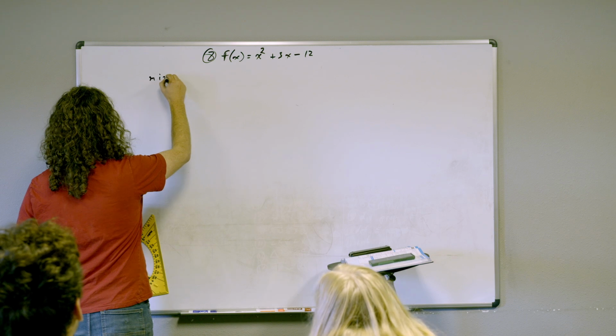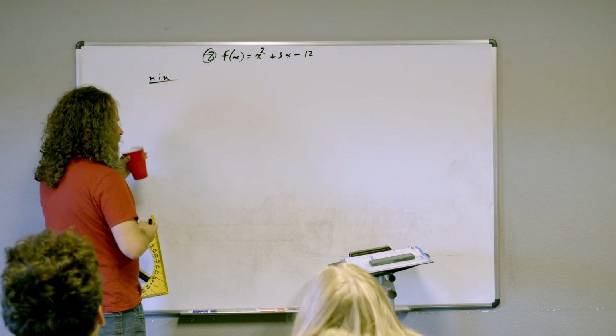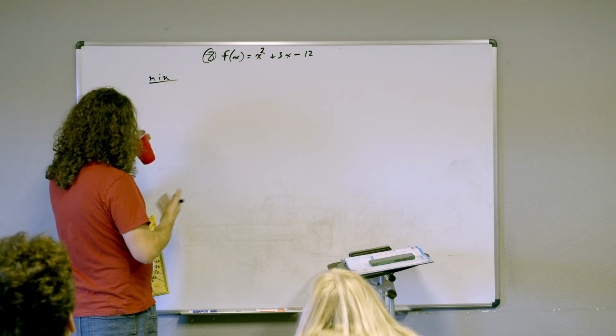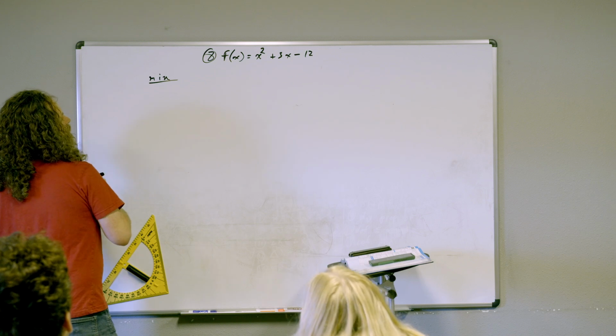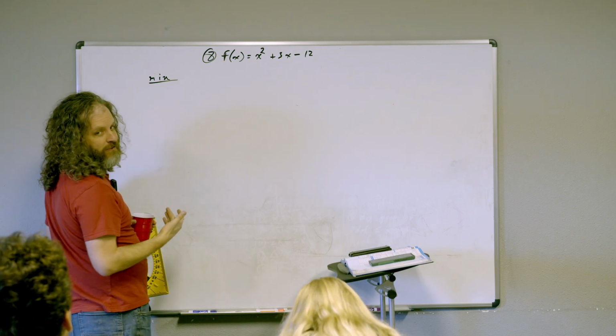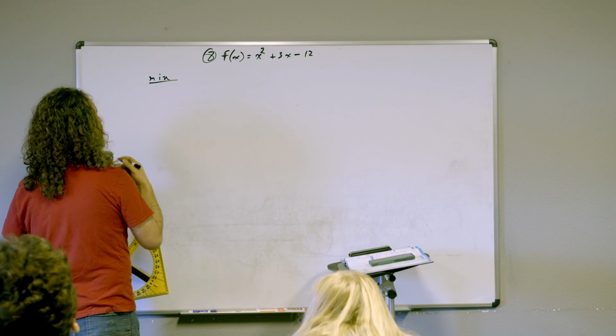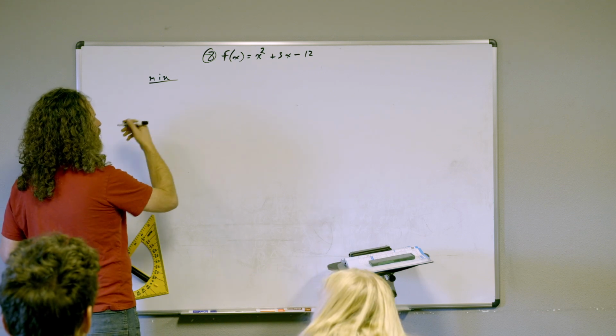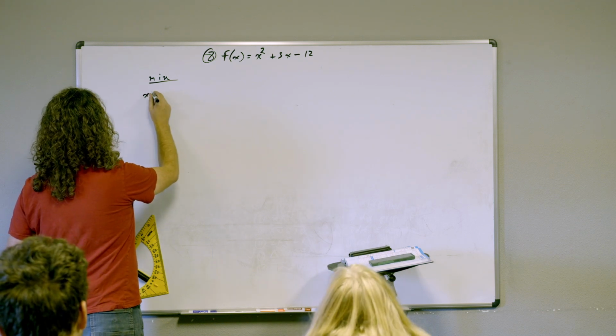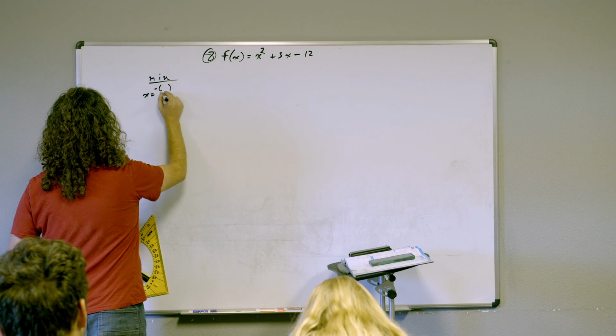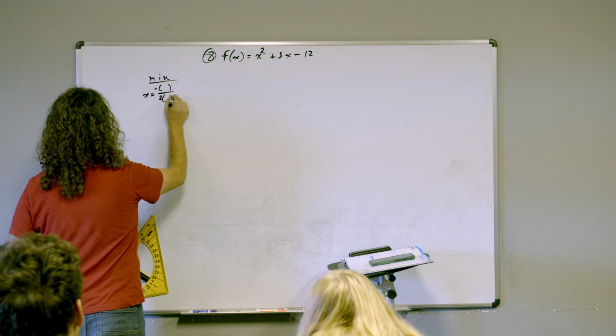Now how do I figure out where the minimum is? Find the vertex. Ultimately I find the y part of the vertex, right? Not the x part. The x part is not the minimum. I need the y part. But in order to find the y part, I gotta find the x part. So we're gonna do negative b over 2a, right? So what am I going to put here?